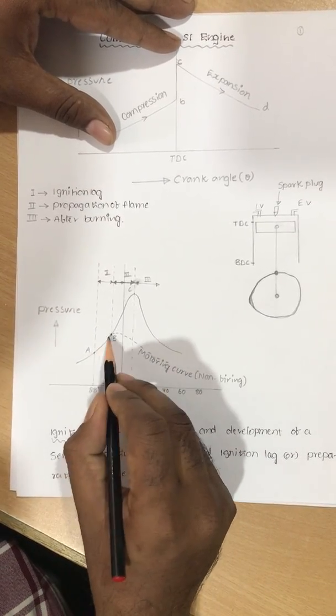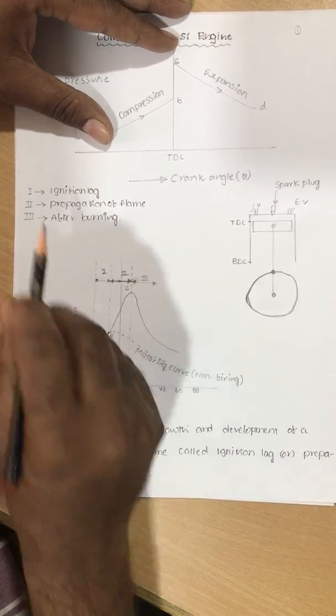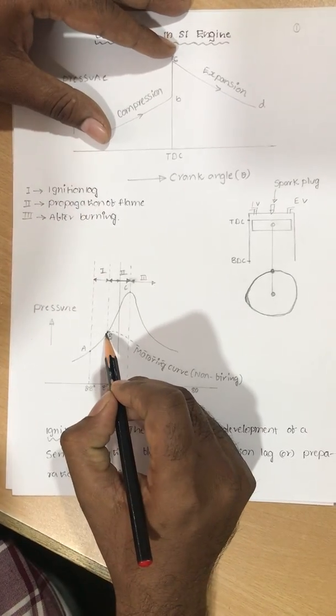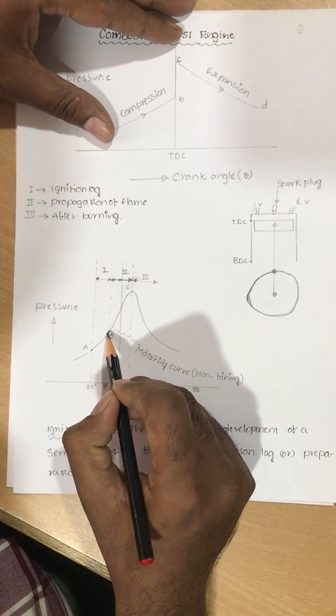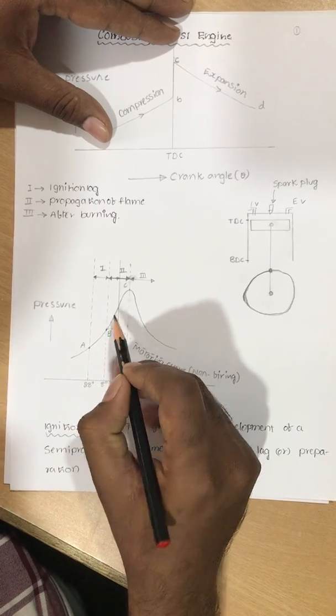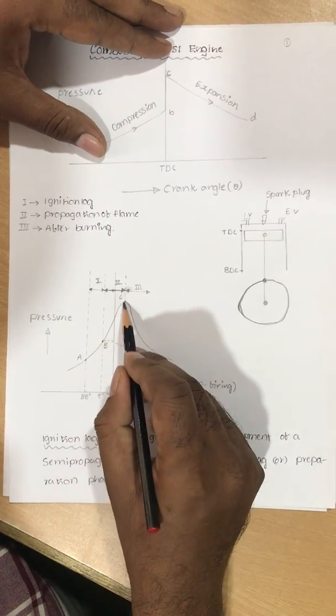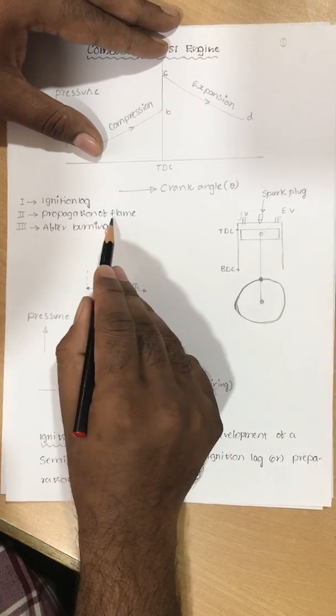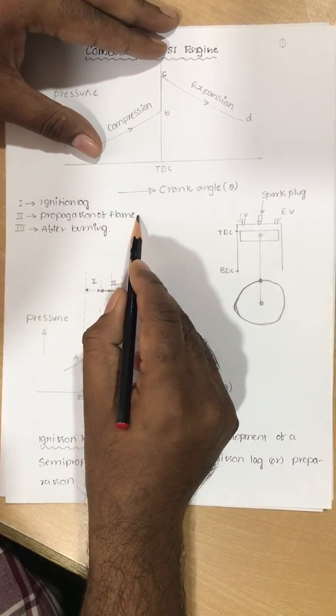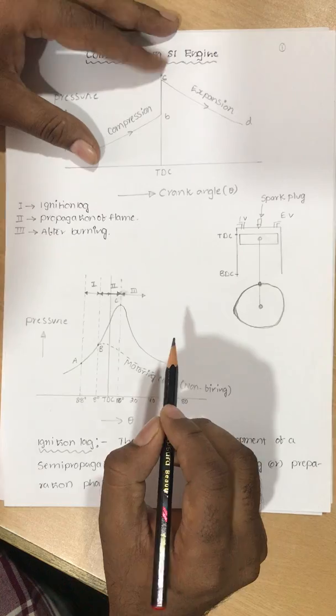These two points are considered as state point 1, that is called ignition lag, and after the ignition lag, the flame starts. This flame will propagate from the spark plug to the end of the charge. So this is the second stage, that is called propagation of the flame. It is a very important stage of combustion in SI engine.